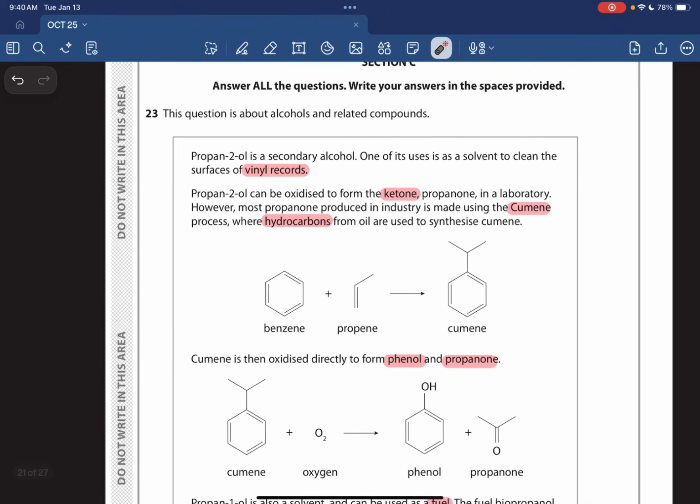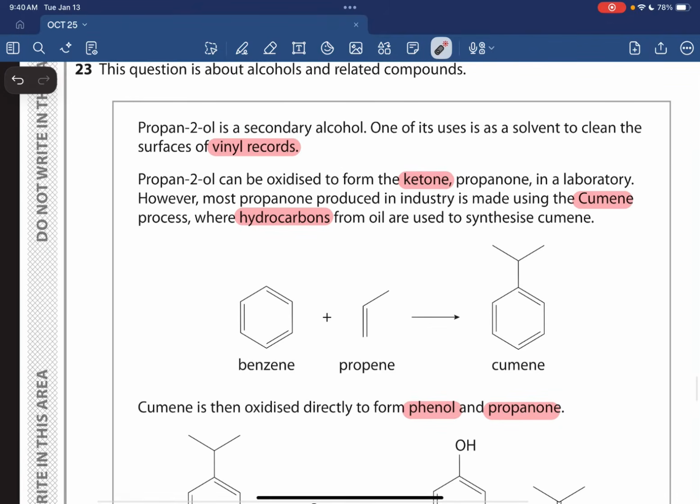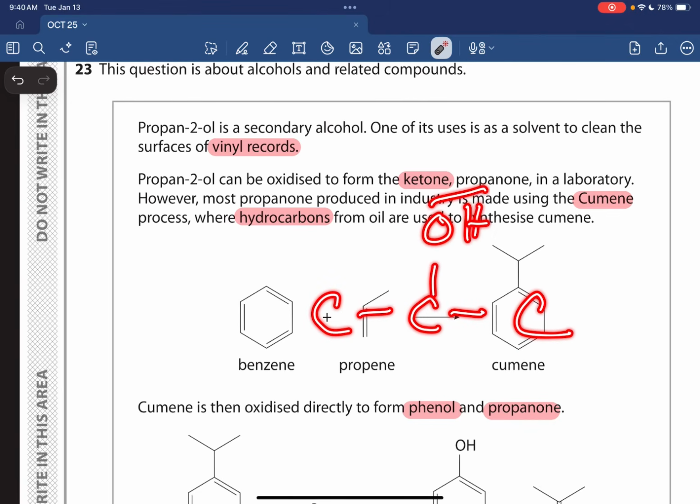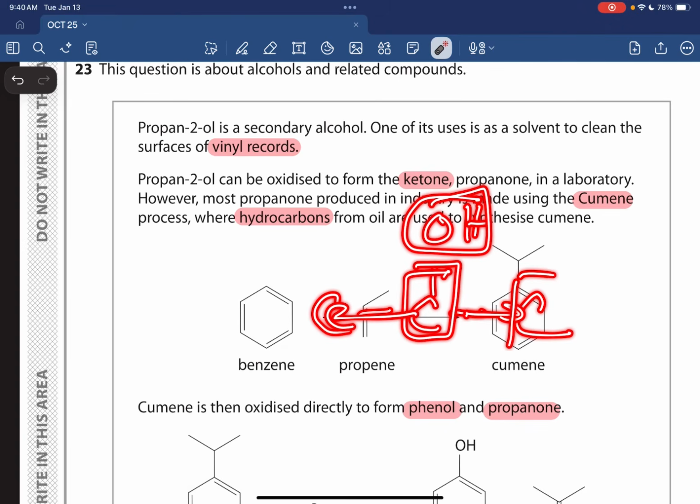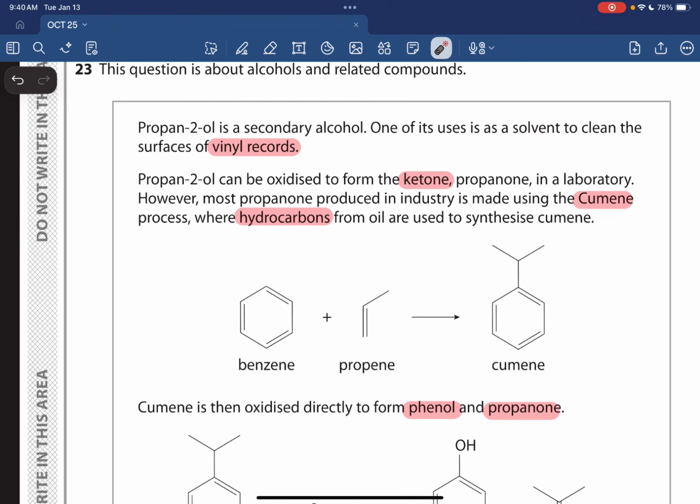This question is about alcohols and related compounds, propan-2-ol, which is a secondary alcohol. Why is this a secondary alcohol? Propan-2-ol. The OH is joined to a carbon that is joined to 2 other carbons, okay? And hence this is a secondary alcohol. One of its uses is as a solvent to clean wine decodes, okay? So there was this old musical apparatus like this. Okay, so this is what we refer to as this.